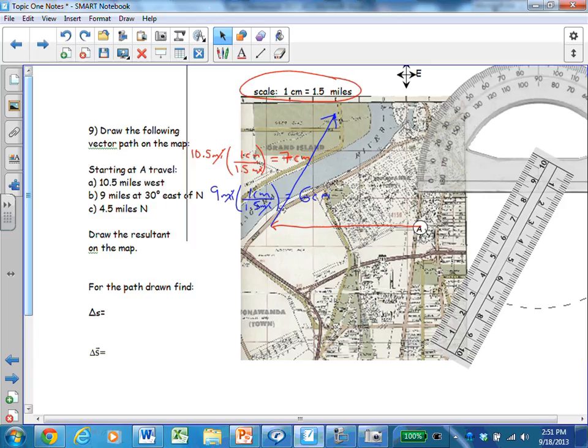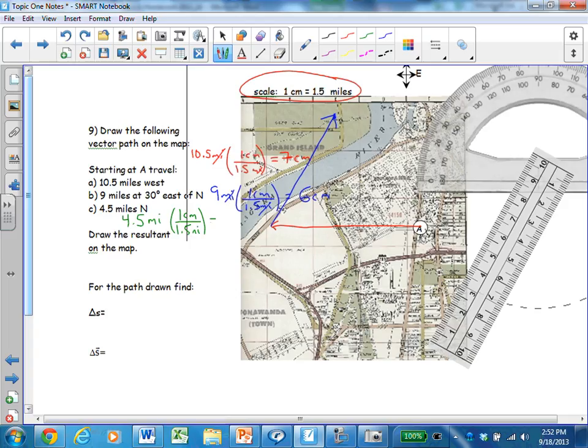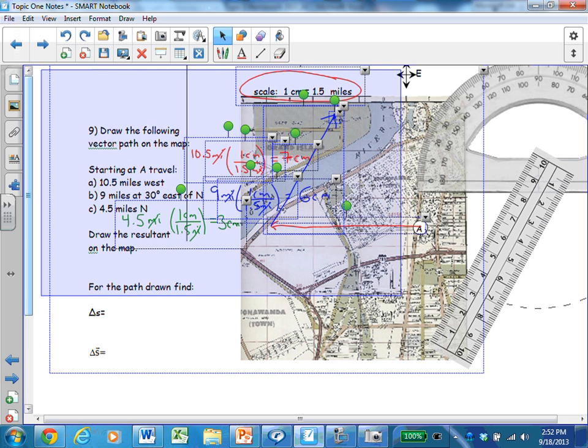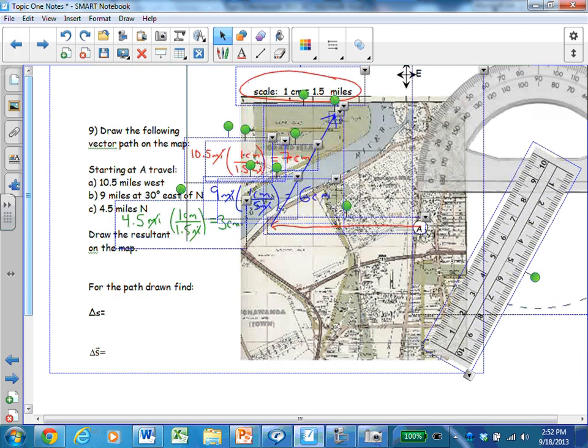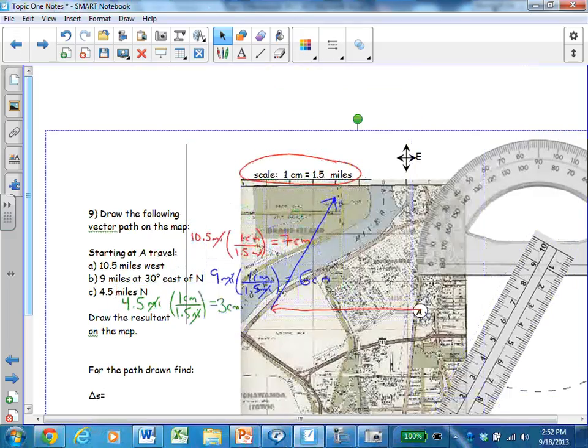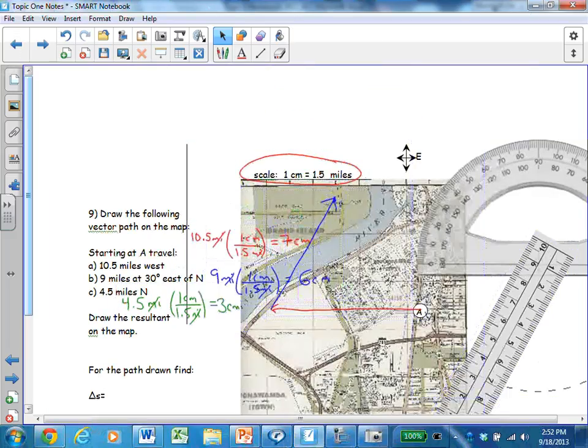Now we say 4.5 miles. 4.5 miles we need to convert to centimeters north. So 1.5 miles for 1 centimeter gives 3 centimeters. So 3 centimeters, oh sorry. It goes off of the graph. I don't know how somehow in the changing I messed it up. But that's okay, we'll go off, it's no big deal.